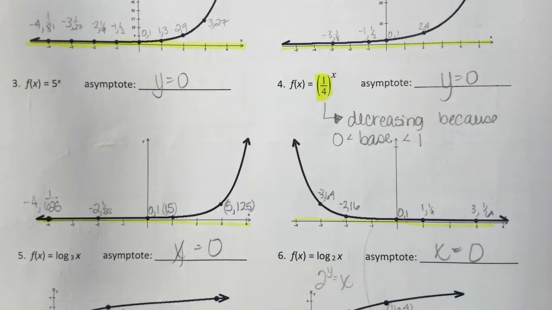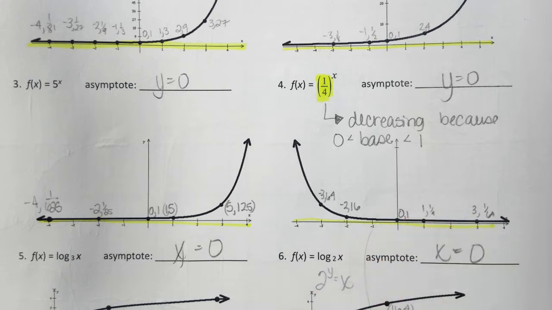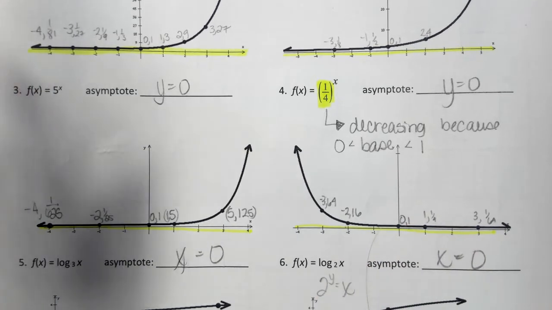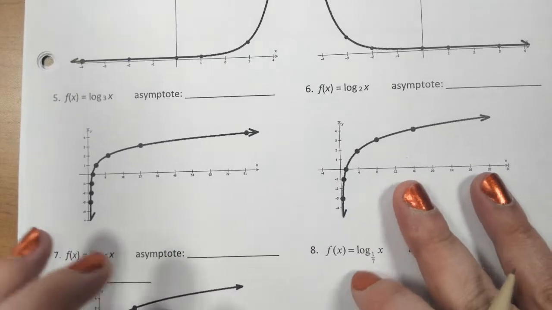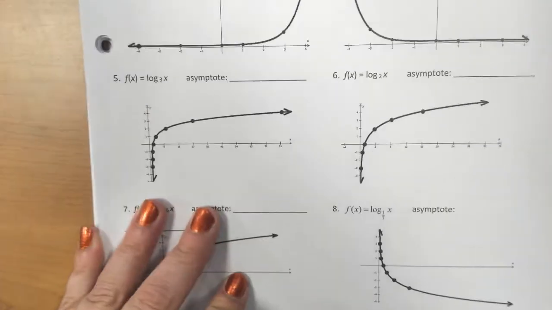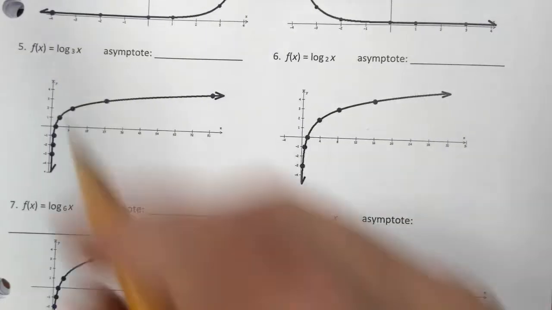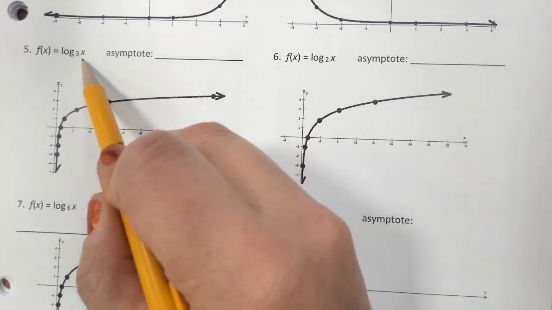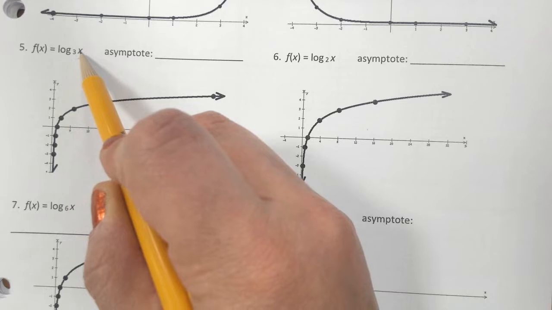Okay, so next let's look at logarithmic functions. That would be 5, 6, 7, and 8 down on the bottom. These are a little bit more challenging to do, I think. It takes a little while to wrap your head around, at least for me. If you look at number 5 here, we're going to be labeling the coordinates for the points of log base 3 of x.